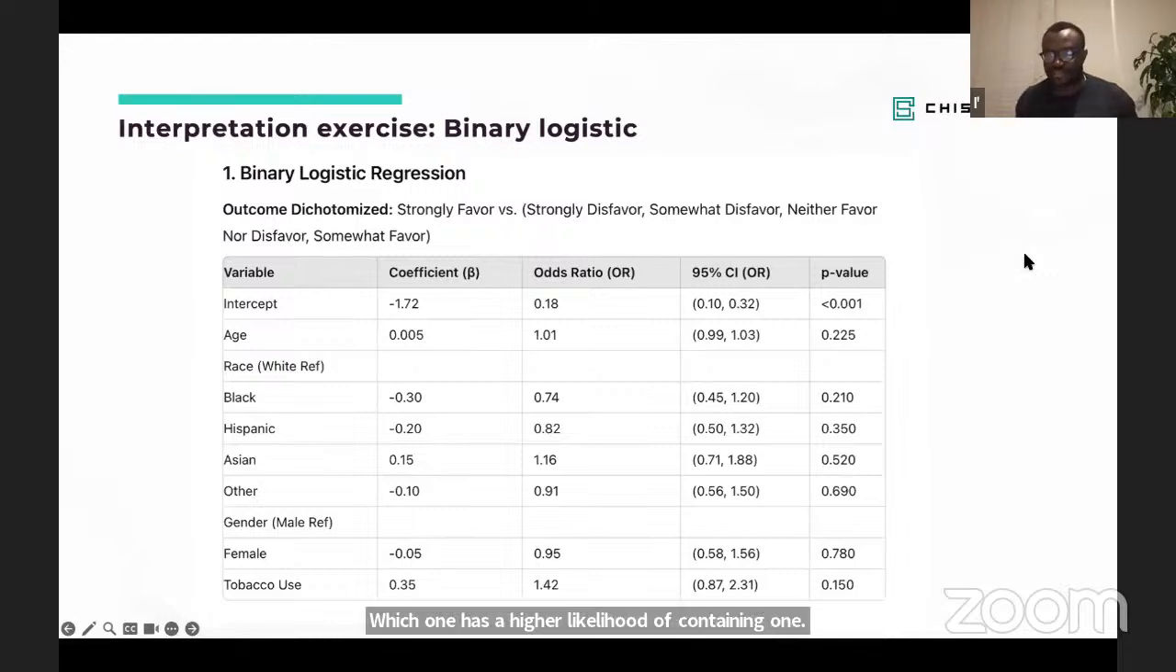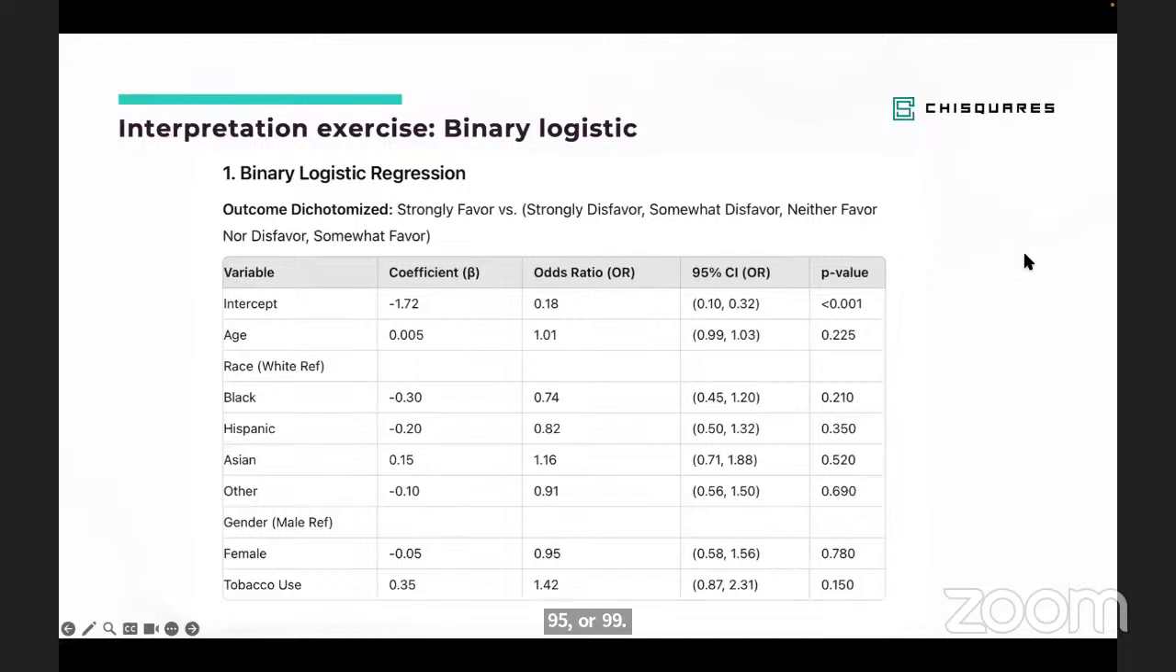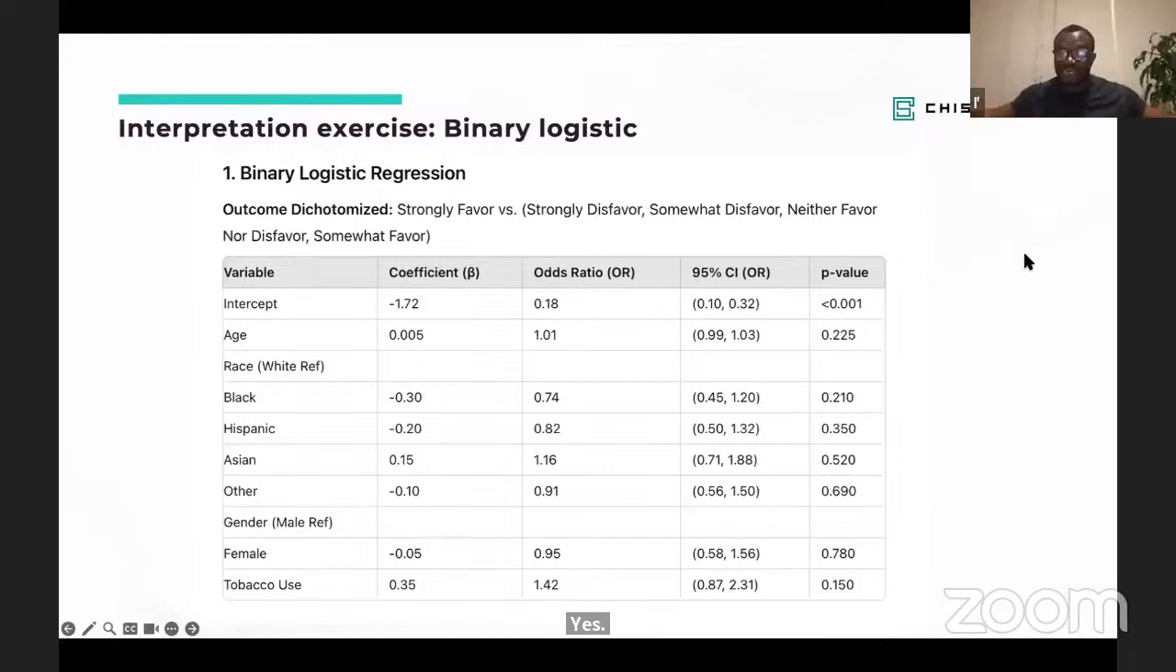95 or 99? 99 still. Yes, it's wider. So the likelihood that it's going to contain 1 is higher because it's wider, so it's going to contain 1 more easily. And remember that once 1 is inside that odds ratio, what does that mean?